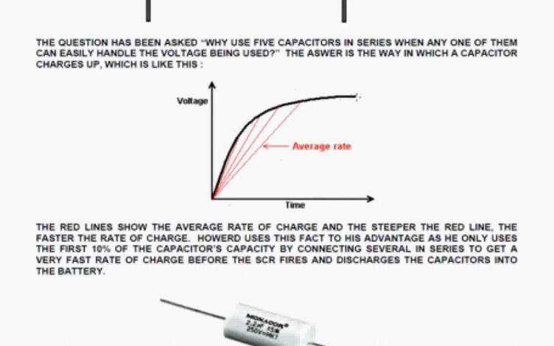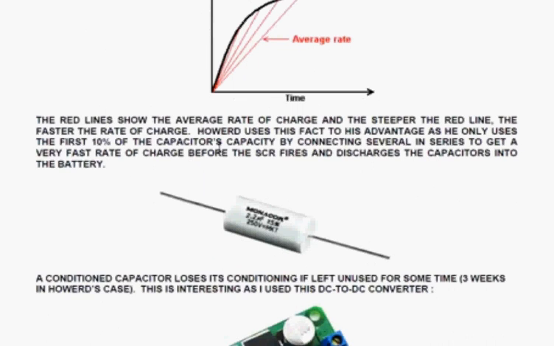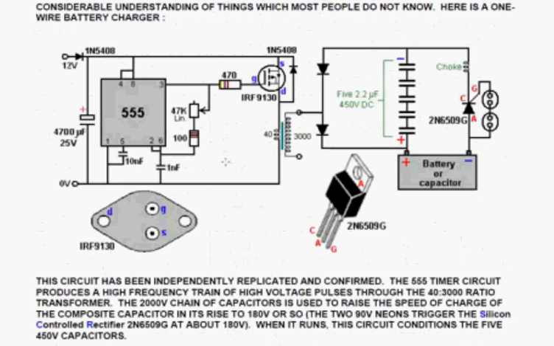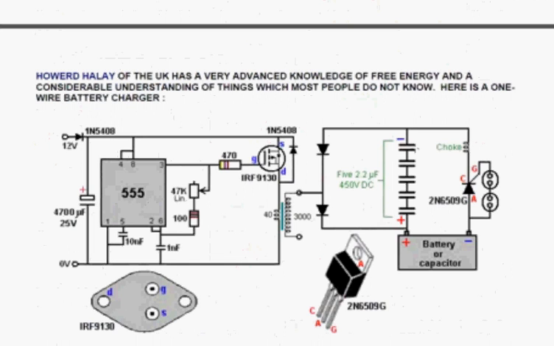The red lines show the average rate for any time period. The steeper the red line is, the faster the capacitor is charging. So what Howard does is he keeps the charging of his capacitors in the first 10% of the capacitor charge. So he uses 5 high voltage capacitors to get a very fast rise of voltage across this capacitor. And that very fast rise is extremely helpful.